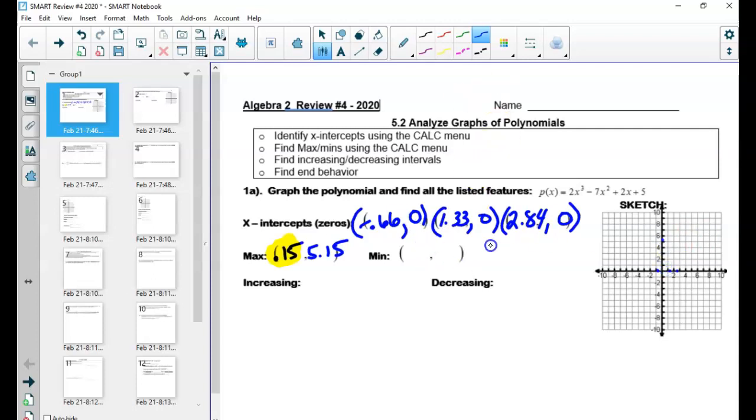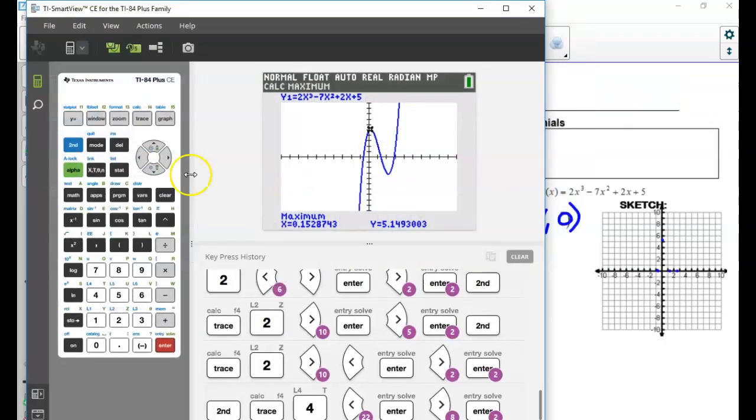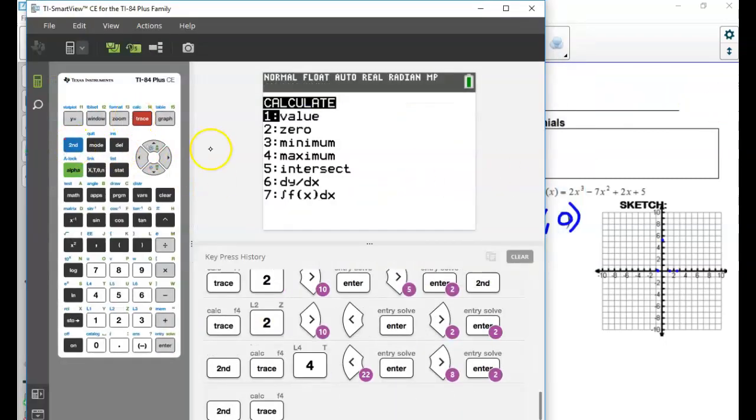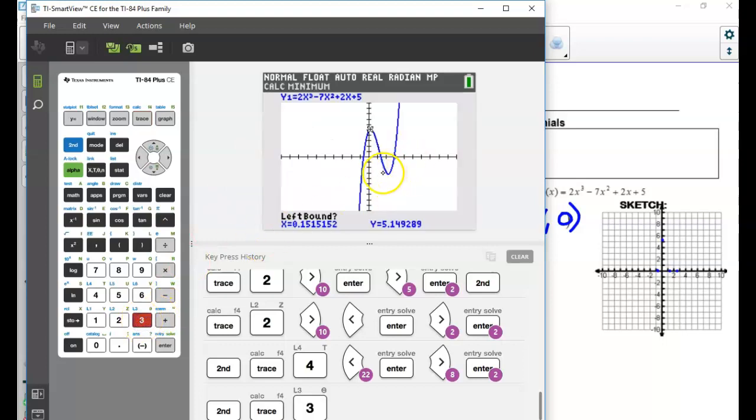Alright, so then I do the same steps. This time though we're finding a minimum. So second trace, minimum finder, number 3 this time. So here's your minimum. Scooch your cursor so it's a little bit before it. It's good enough. Enter. And then scooch so you're a little bit after it. Good enough. Enter. And then the minimum is located at 2.18, negative 3.19.